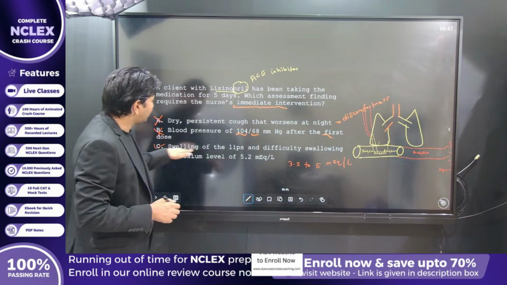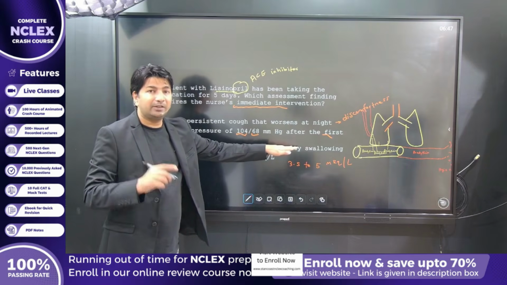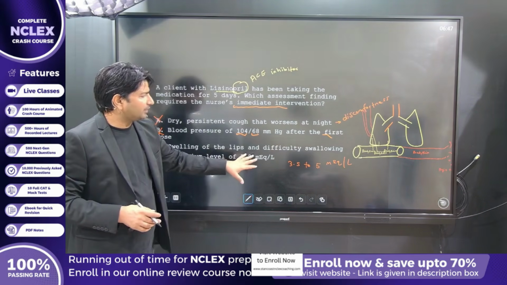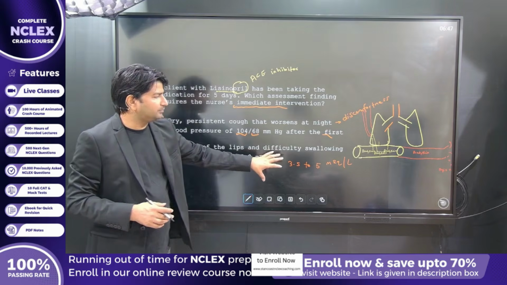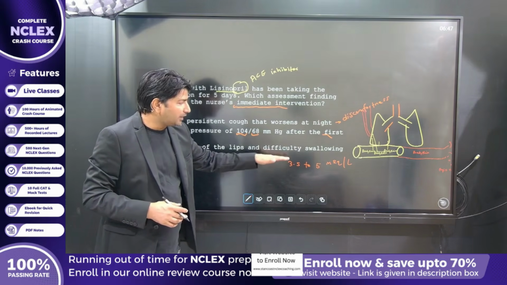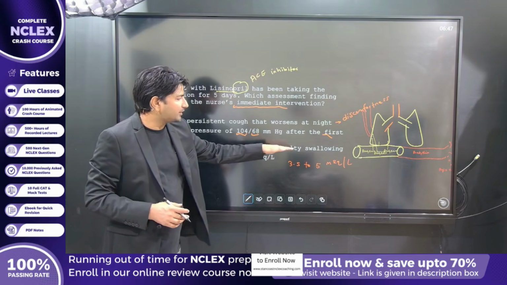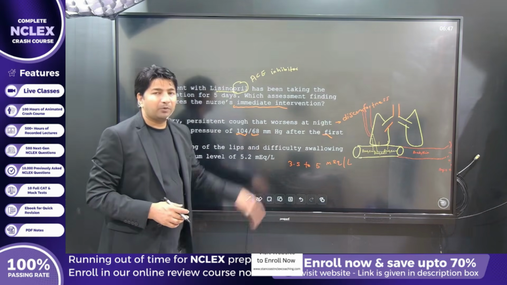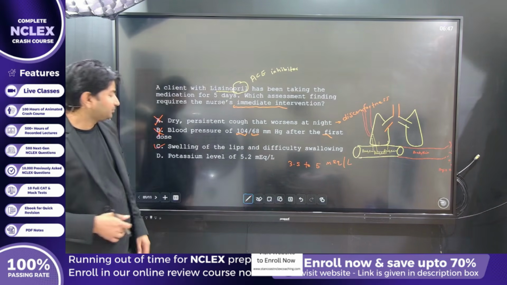So option C suggests that there is an airway problem, and this other option, we can say, is an electrolyte imbalance. But this is also serious. But here, the more serious one is option C, because it can lead to an airway obstruction at any time.